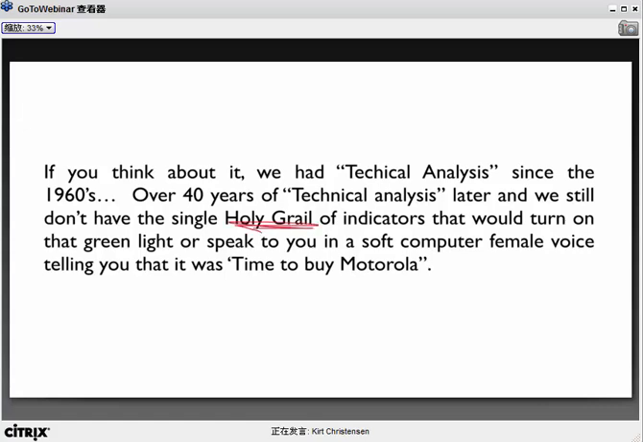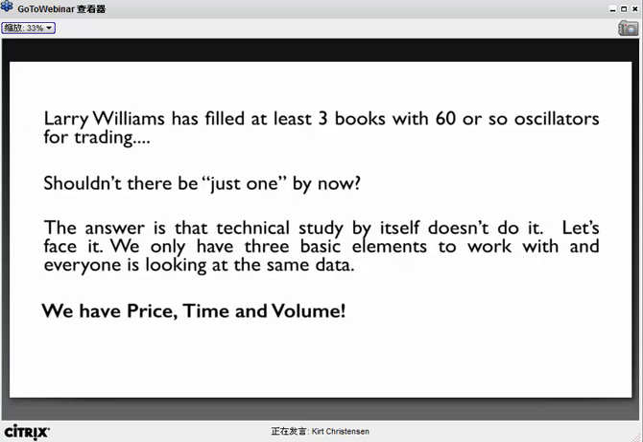That would be something like, just on your iPhone, on your computer, all of a sudden you hear a soft computer voice that says, "Hey, it's time to buy the Motorola. It's gonna go up 20% tomorrow." Now, Larry Williams has filled at least 3 books with 60 or so different oscillators. If you go to any Barnes & Noble or just look on Amazon, you can see there's hundreds and hundreds and hundreds of books on trading using technical indicators. But if you think about it, we've been at this for over 40 years now. Shouldn't there just be one by now that actually works?